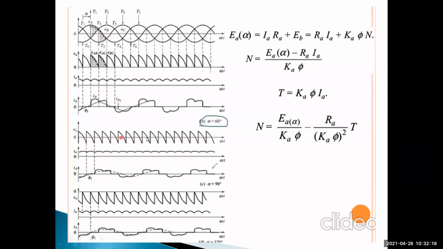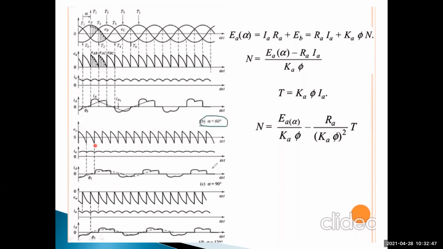Consider above 60 degrees, that means 90 degrees. Alpha equal to 90 degrees means pi by 6 plus alpha, that is 30 plus 90, so 120 degrees. For that, we will get some negative output voltage. Because of this, the power will become negative. Power is negative for this duration, so it is acting as a generator.